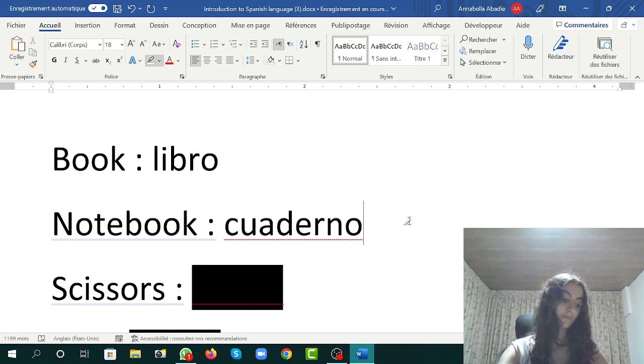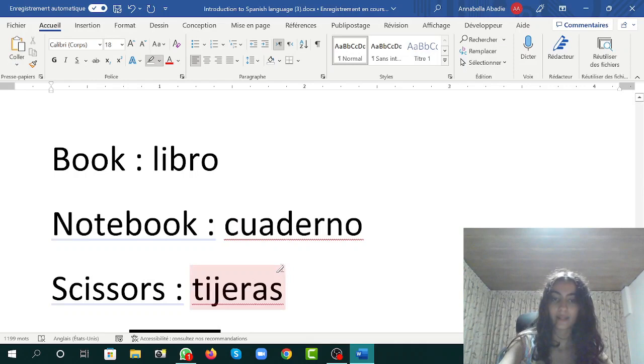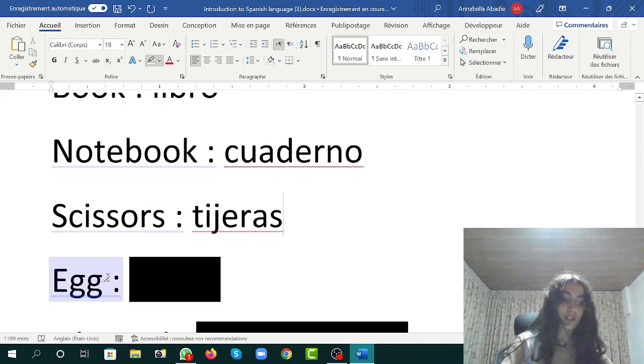Four, three, two, one, time's up. The word scissors in Spanish is tijeras. Next word, egg. What is the word egg in Spanish? Start.